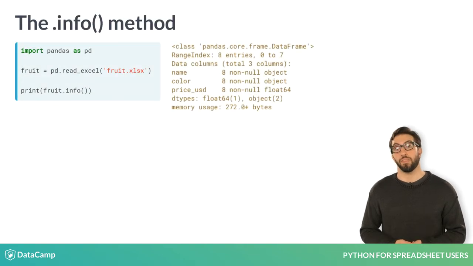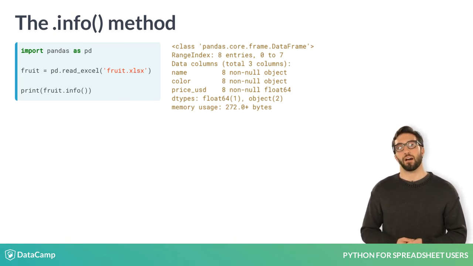The .info method provides us with details on the number of entries or rows in our data frame, the total number of columns, the name of each column, and the data type of each column. Here on the right, we can see that our data frame has 8 rows, 3 columns, 2 columns with an object or text data type, and 1 column with a float64 or numerical data type.